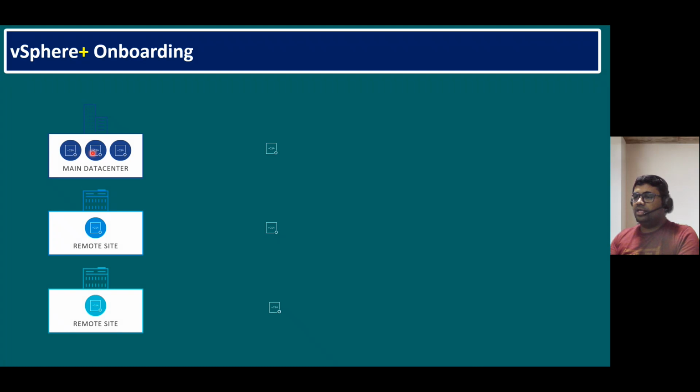Just as an example, I took 3 data centers. The first one is our main data center, which includes 3 vCenters: vCenter Server Appliance, vCenter Server Appliance, vCenter, 3 vCenters in our main data center. And another one is a remote site, where we have 1 vCenter Server, and even one more remote site. Here also we have a vCenter Server. Within our main data center we have the master vCenter, and the remote site has 1 vCenter. The other remote site also has 1 vCenter.